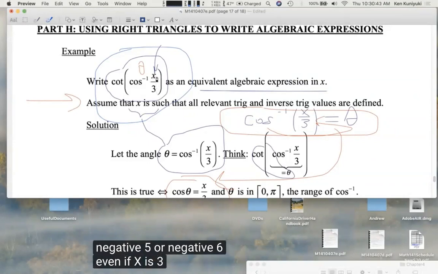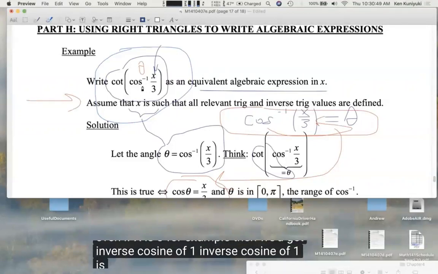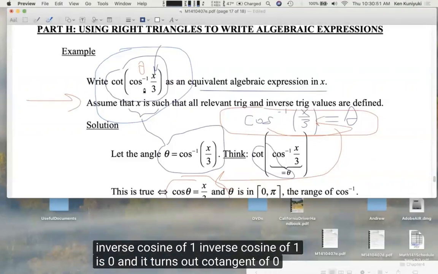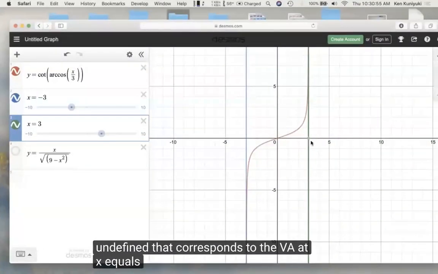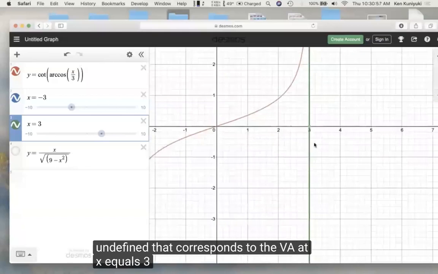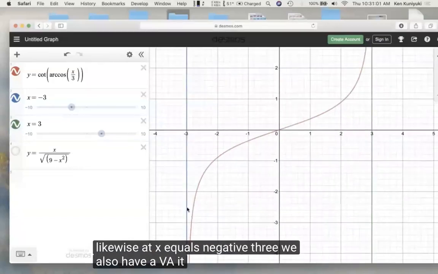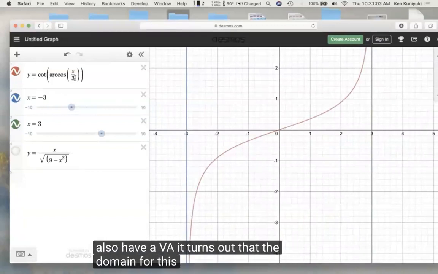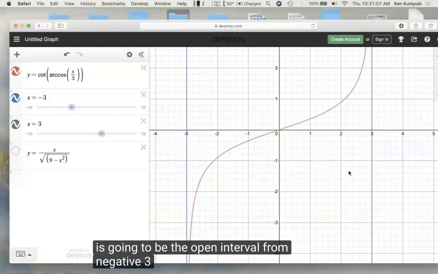Even if x is 3, for example, then we'd get inverse cosine of 1. Inverse cosine of 1 is 0, and it turns out cotangent of 0 is undefined. That corresponds to the VA at x equals 3. Likewise, at x equals -3, we also have a VA. It turns out that the domain for this expression, this function, is going to be the open interval from -3 to +3.